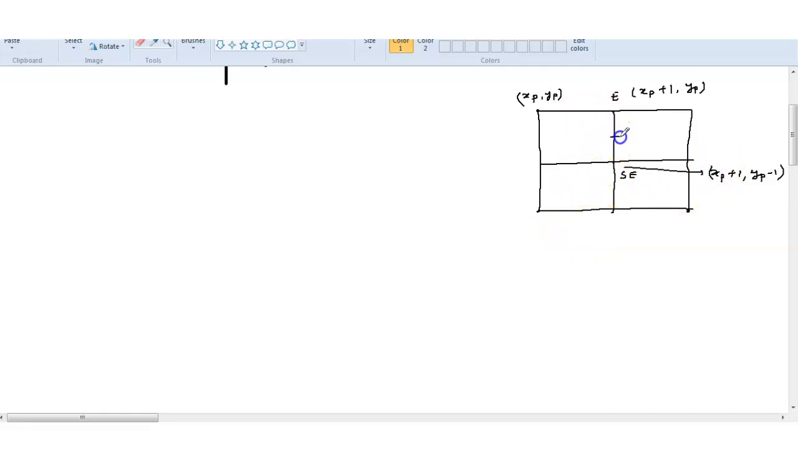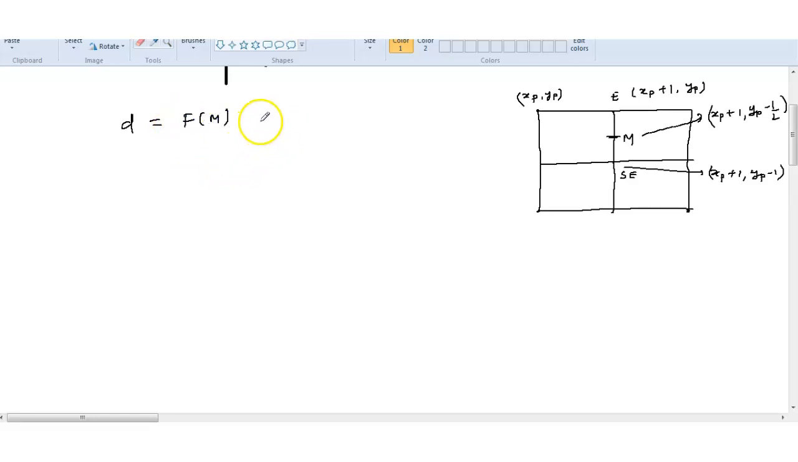So we can find the midpoint here, M, which is xp plus 1 plus xp plus 1 by 2, which is xp plus 1, and yp plus yp minus 1 by 2, which is yp minus half. So this is the coordinate of this middle point. Now we'll find the value at this middle point as the decision function. This d is equal to f of M.